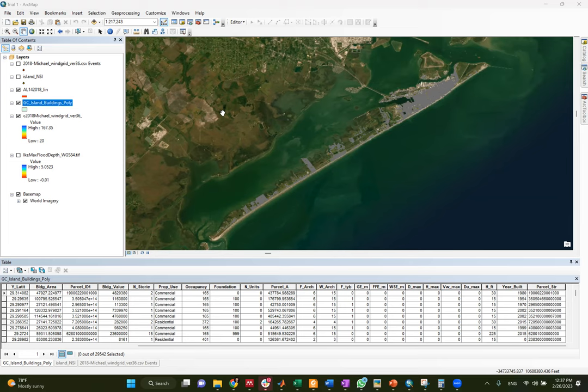For risk analysis, we need to do several things. The first thing, we need to do hazard modeling. Second, we need to do exposure modeling. Third, we need to do vulnerability analysis. So let's see how we can do these step by step.